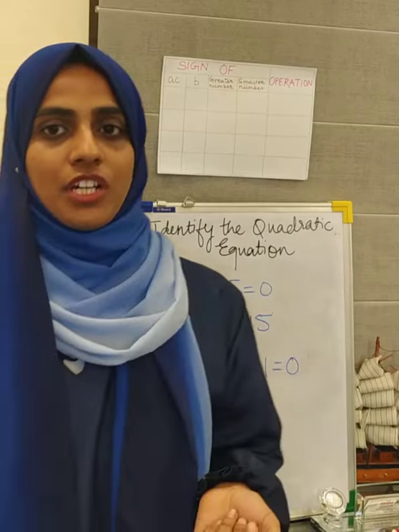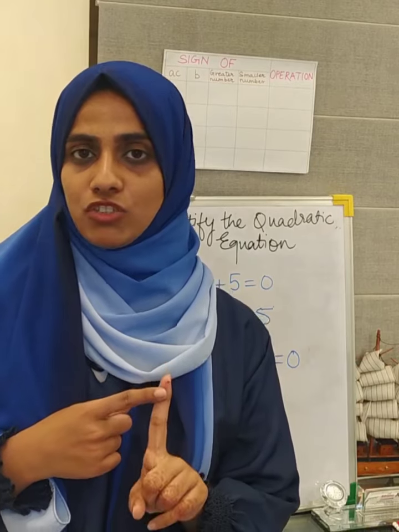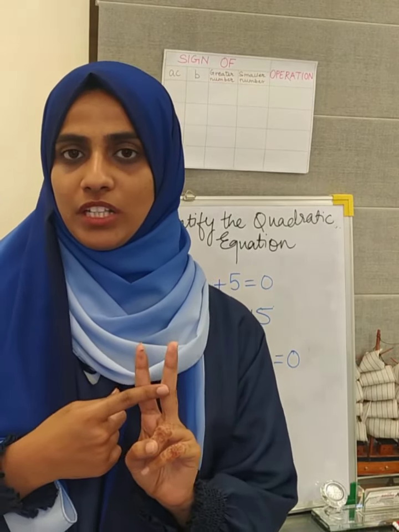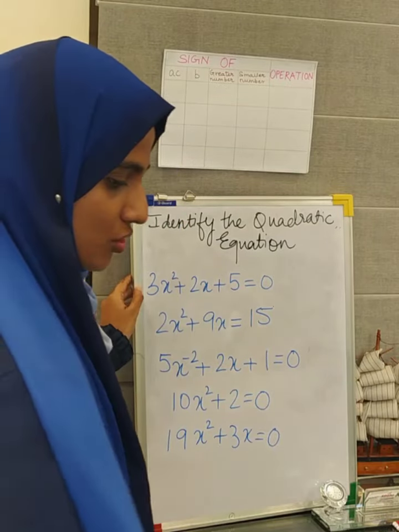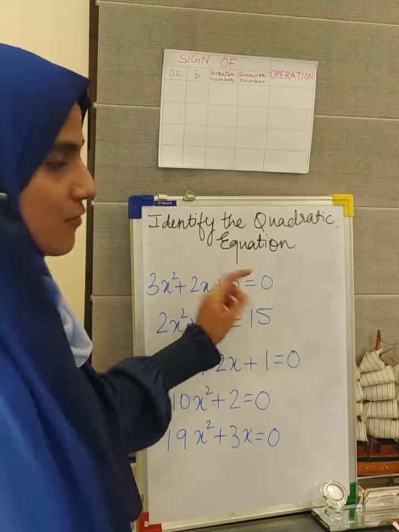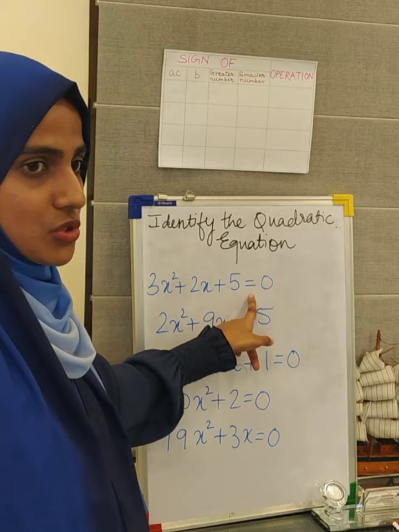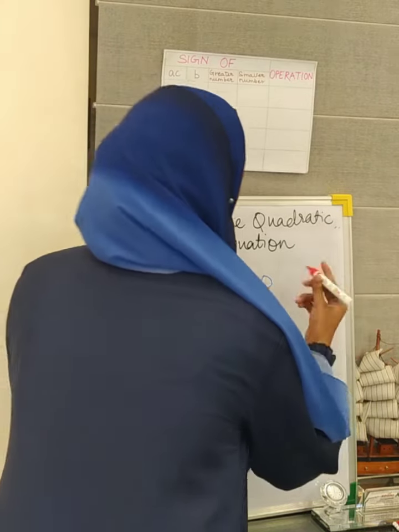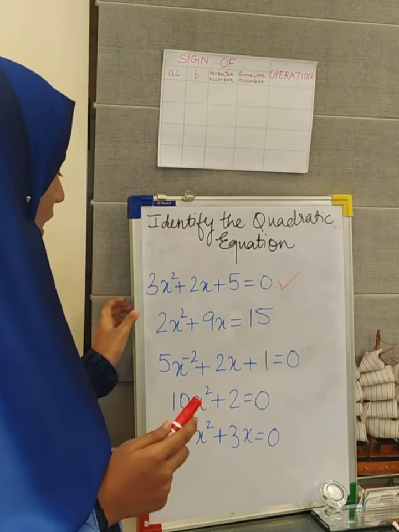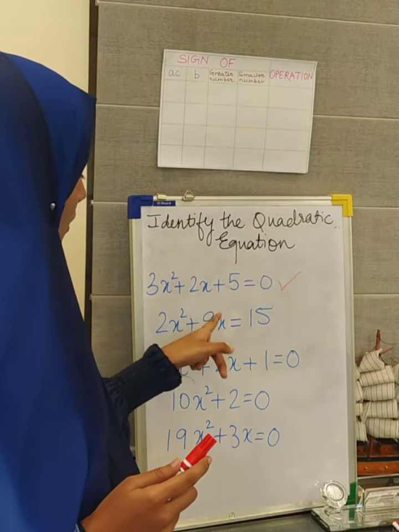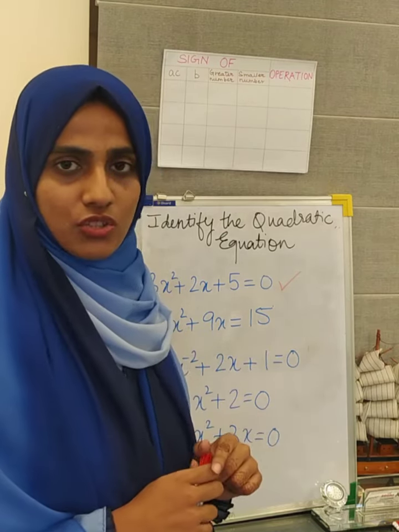Now to identify the quadratic equation, the three conditions which I talked about: the highest degree should be 2, the equation should be in one variable, and there should be an equal to sign. So in the first equation, 3x square plus 2x plus 5, the highest degree is 2 and also the equation is having an equal to sign. That means this is a quadratic equation. In the second equation, again the highest degree is 2. It is in one variable. So this is also a quadratic equation.